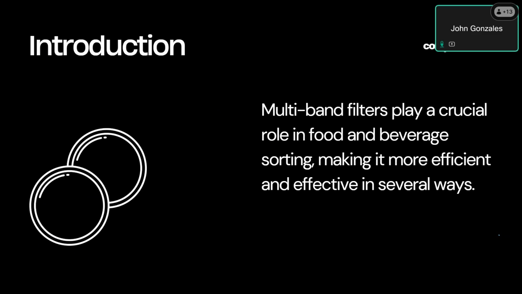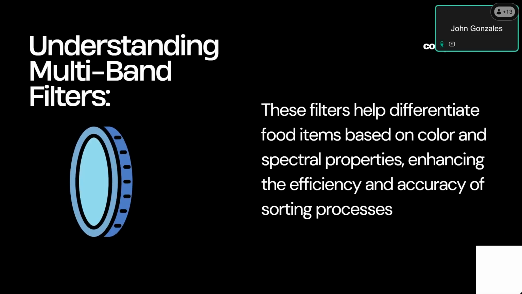Multi-band filters play a critical role in food and beverage sorting, making it more efficient and effective in several different ways. Understanding the multi-band filters. Multi-band filters are sophisticated devices that can differentiate between various frequencies and wavelengths of signals. Filters are used in multiple applications, including electronics and telecommunications, but their effectiveness in sorting food and beverage is especially impressive.